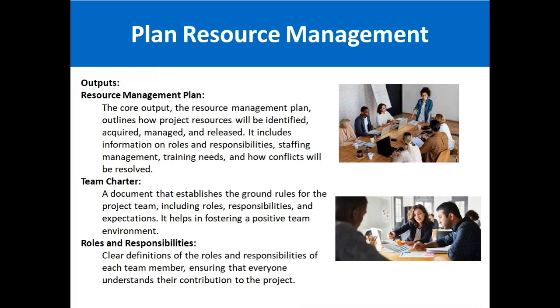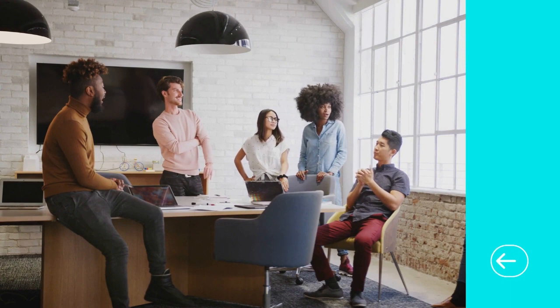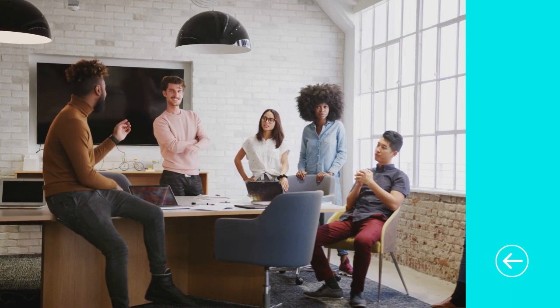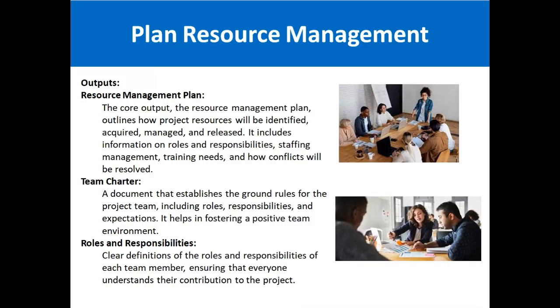It includes information on roles, responsibilities, staffing management, training needs, and how conflicts will be resolved. So the main output of this whole process is basically the resource management plan. This plan tells you all the things related to the planning of the resources of the project.